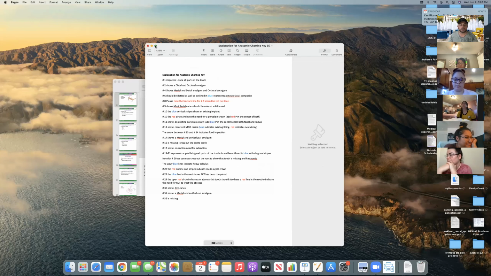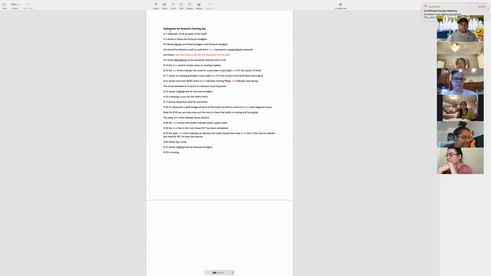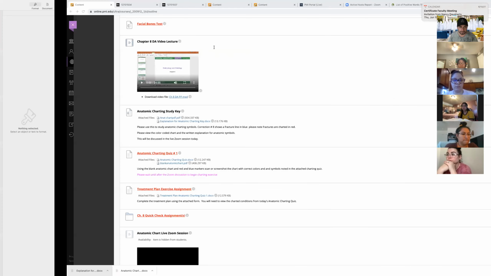Ta-da. Okay. So this just kind of goes over what each demarcation means on that key. It goes from number 1 all the way to the number 32, so it should go in line with what I was basically talking about so far. This is sort of like an example or a reference guide that you can use to explain the charting assignment for tonight.